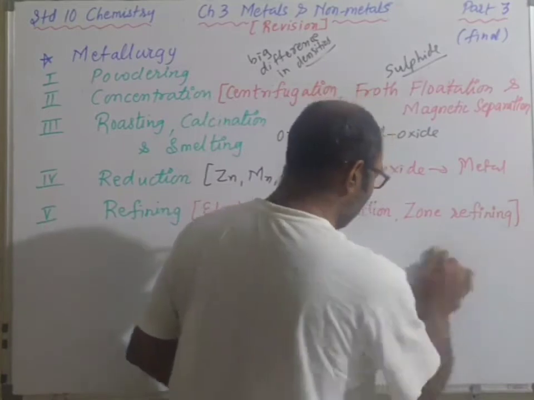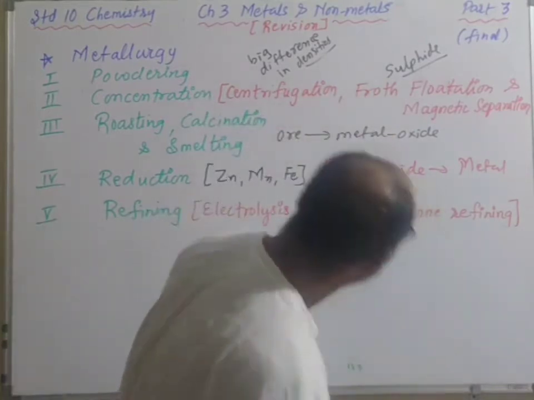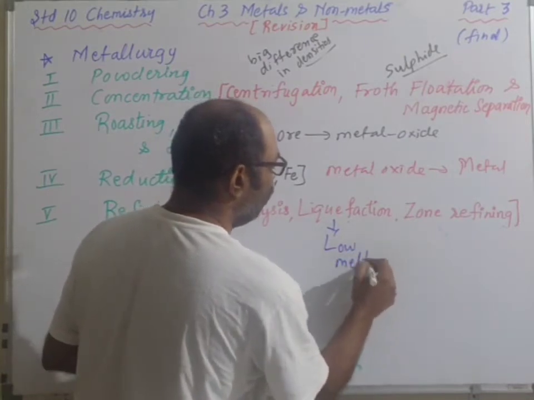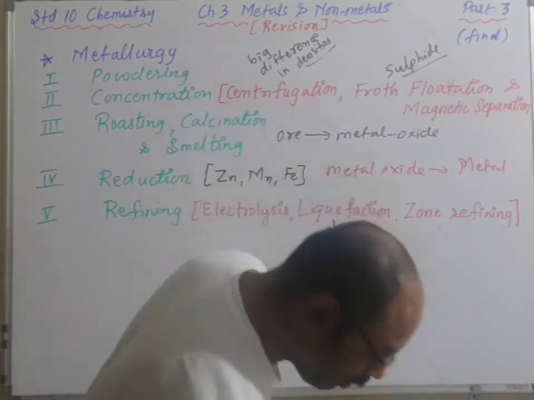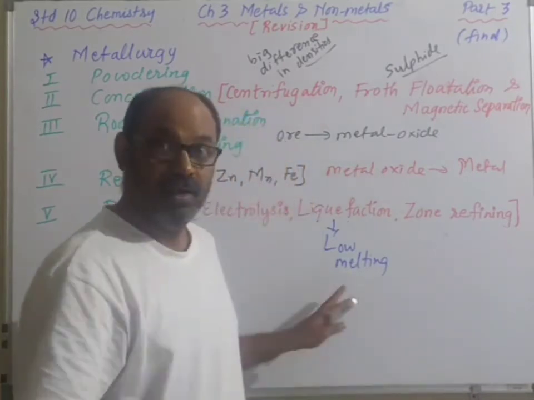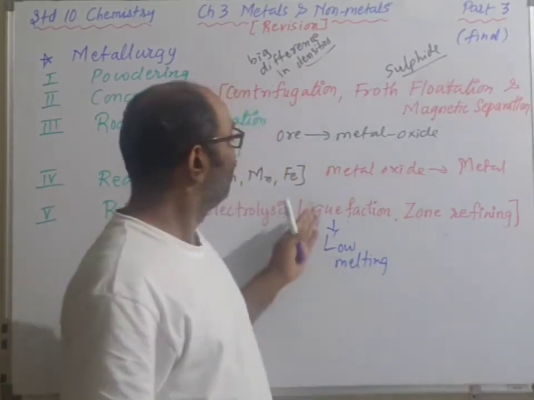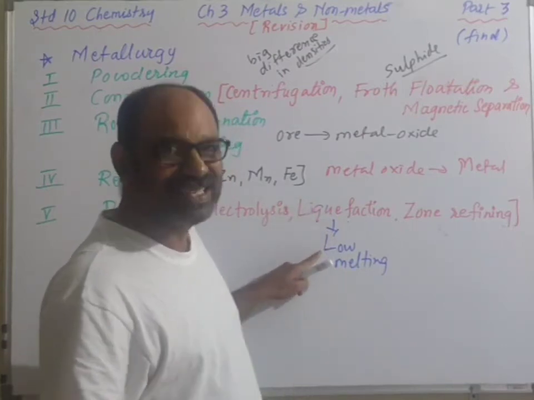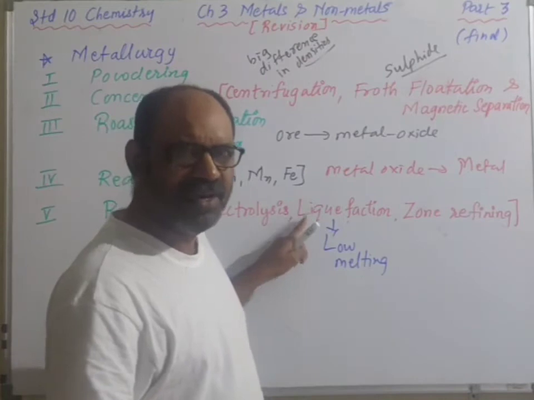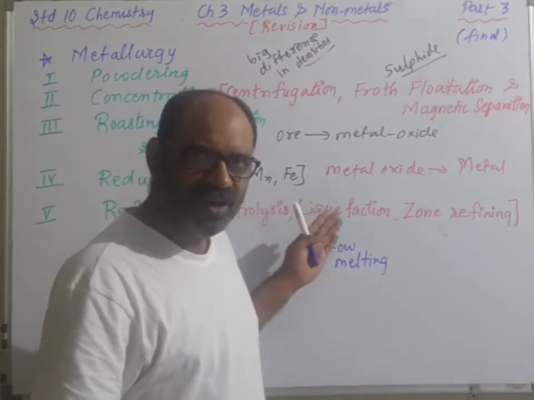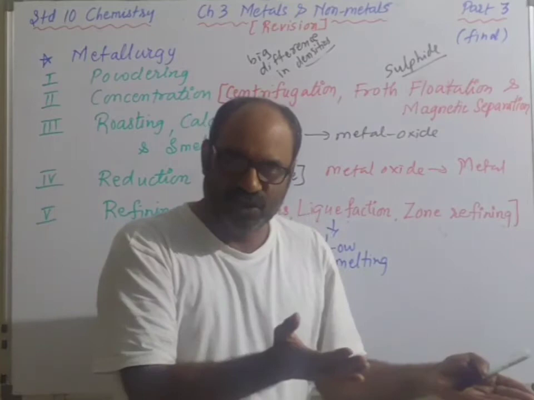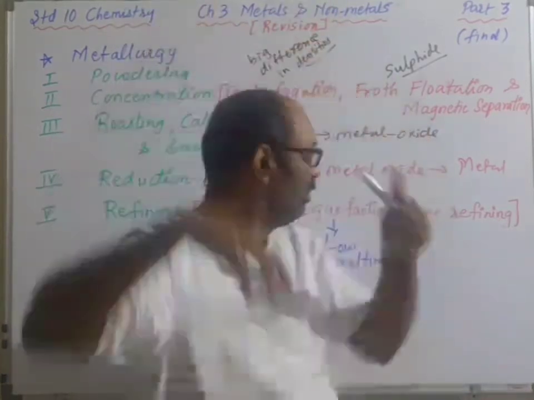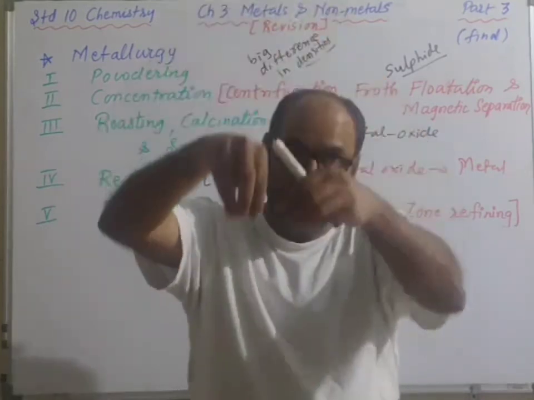Liquefaction: if the metal has a low melting point, then yes, there is a direct connection with the name. Low melting point, so it melts easily and turns into liquid. That's why it's called liquefaction. On a preheated metallic slope, the powdered metal, the metal obtained after reduction, is dropped on it.